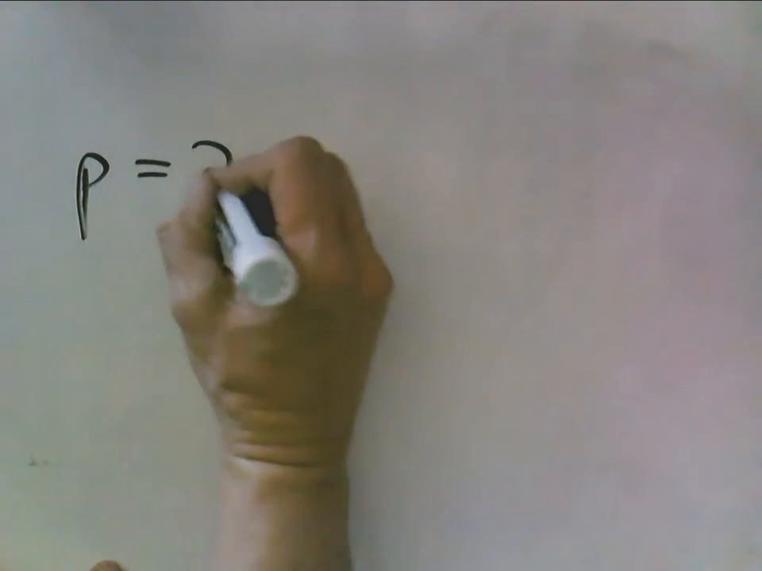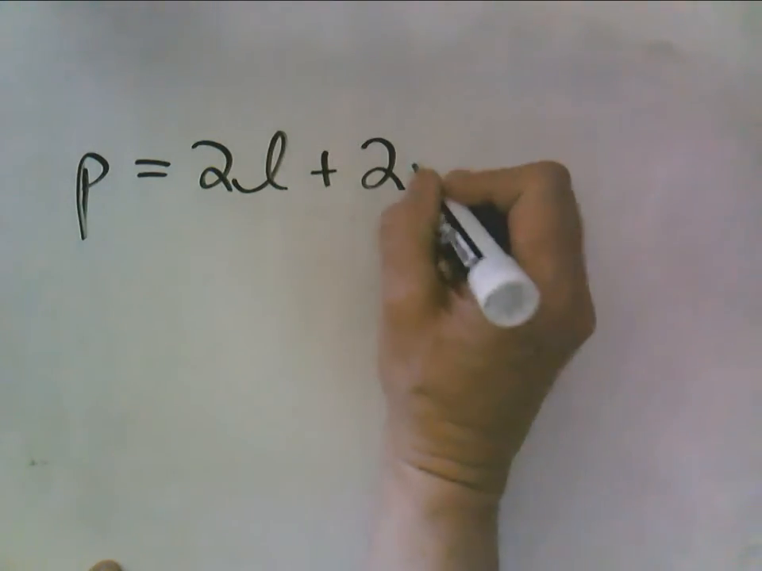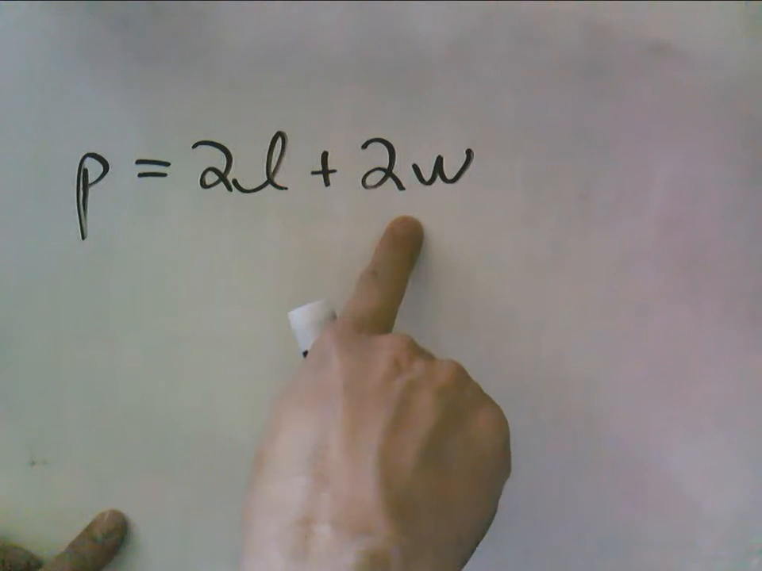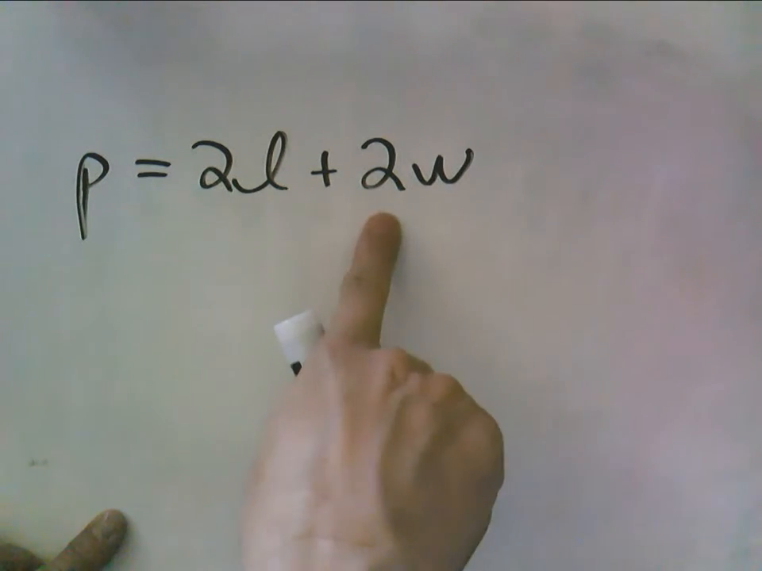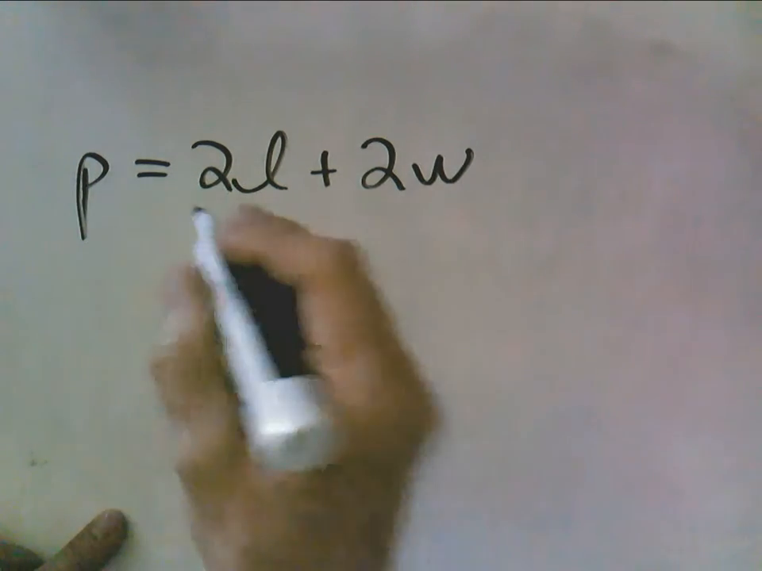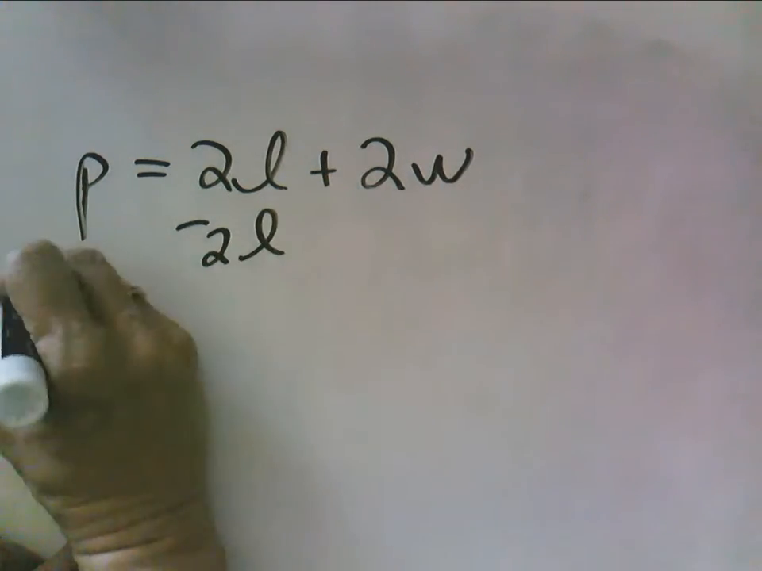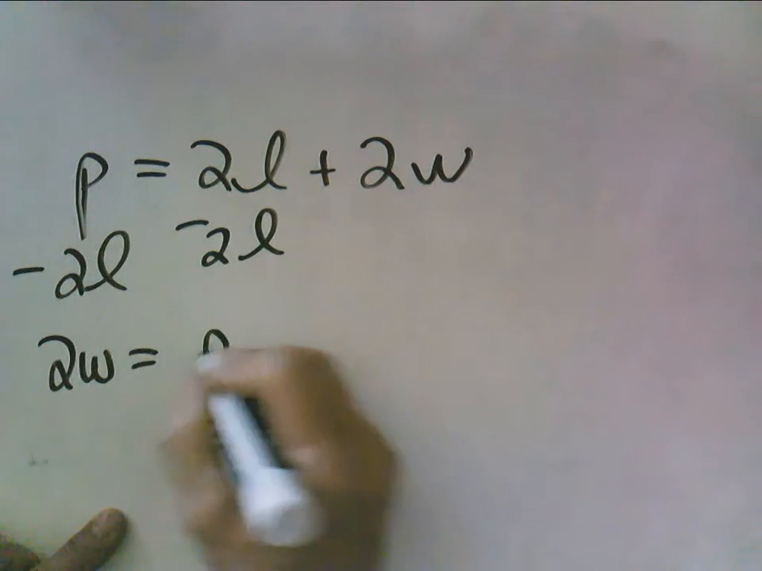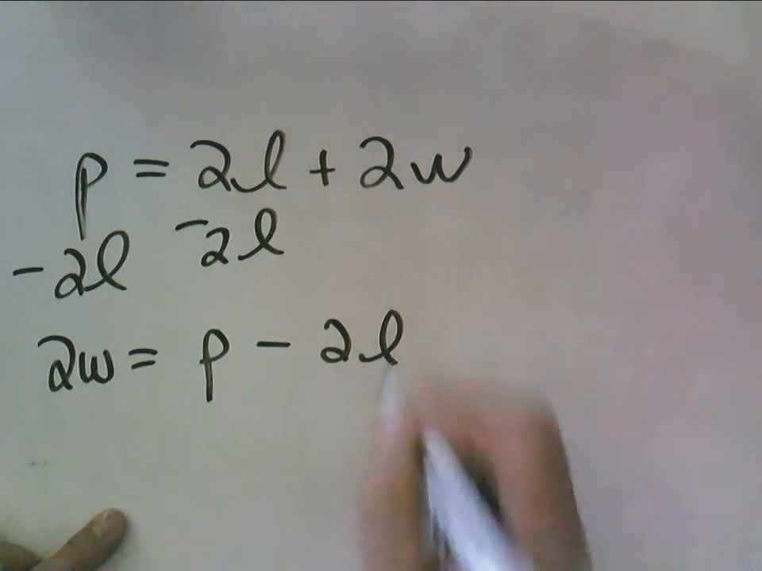Now, here is the formula for the perimeter of a rectangle. We want to solve this for W. Well, to solve for W, that means I want to get W all by itself. So first, I'm going to subtract 2L from both sides. So I get 2W equals P minus 2L.